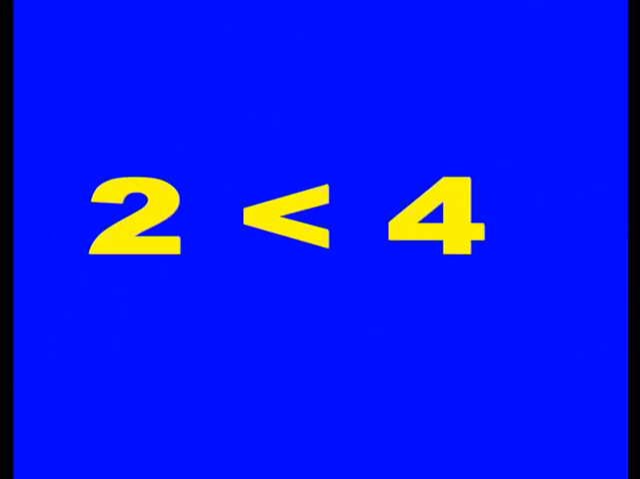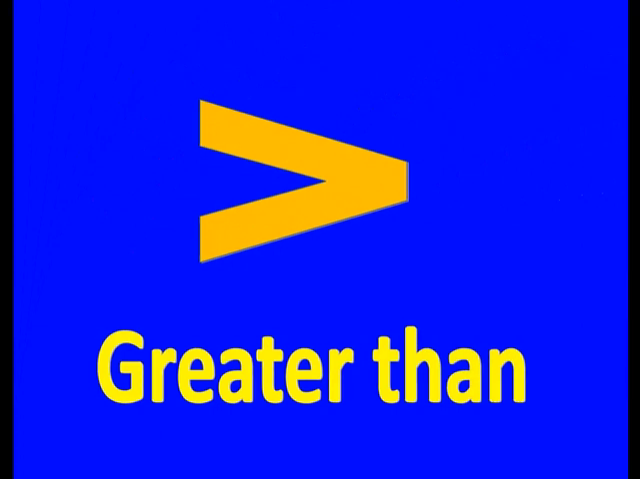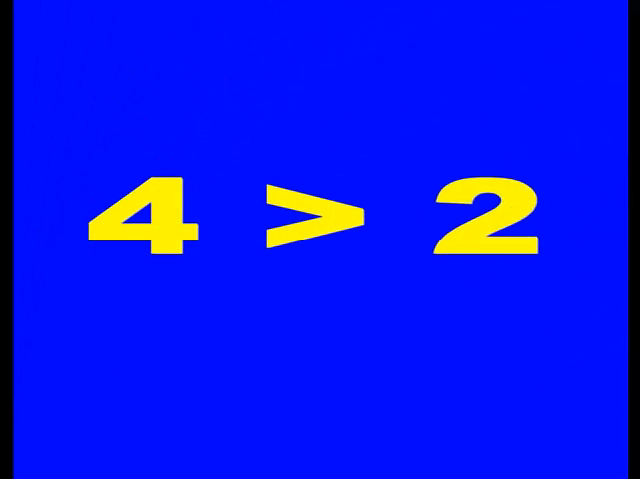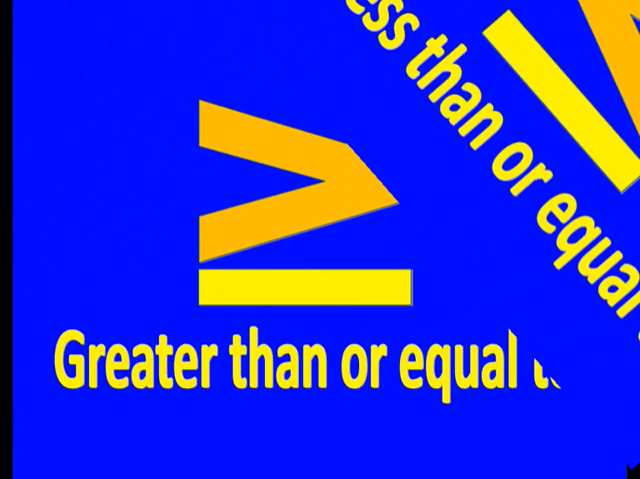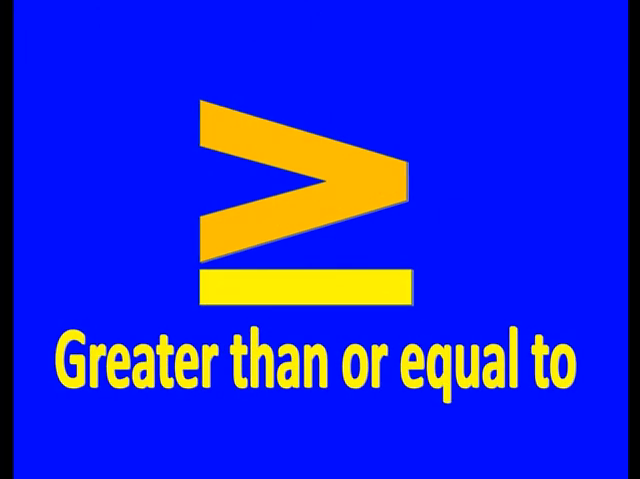Less than. This symbol means less than. For example, 2 is less than 4, which means that 2 is less than 4. Greater than. This symbol means greater than. For example, 4 is greater than 2. This symbol means less than or equal to. This one means greater than or equal to.